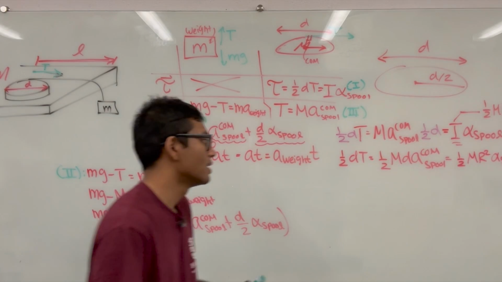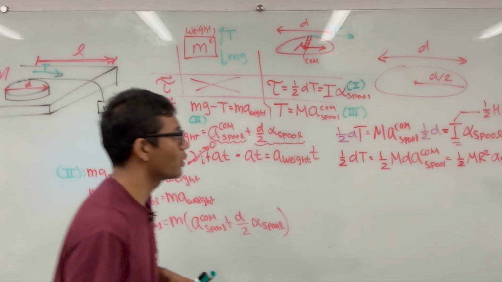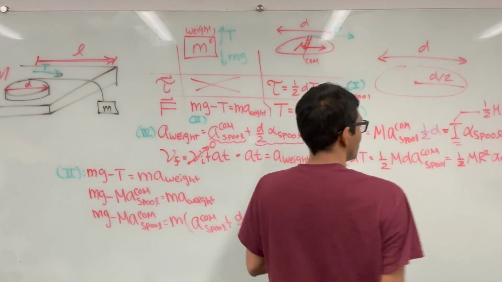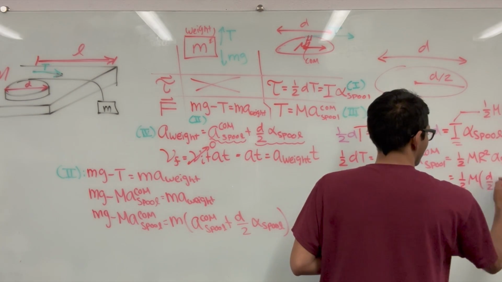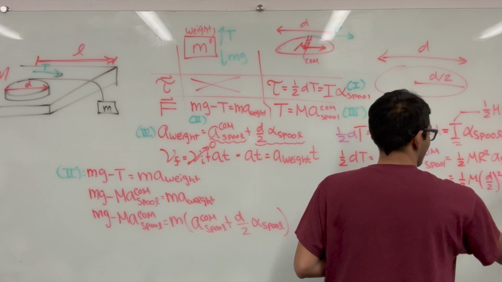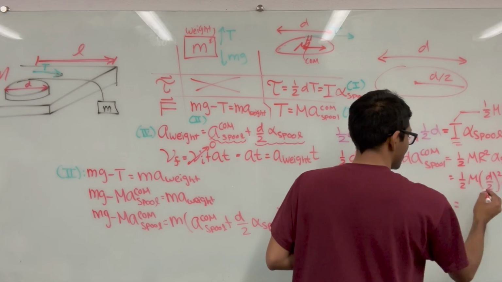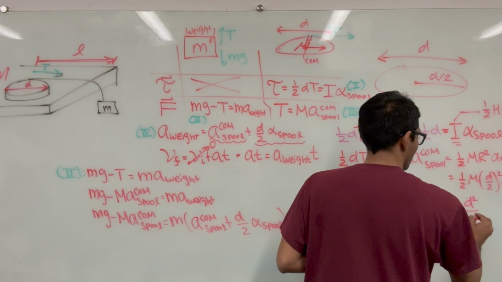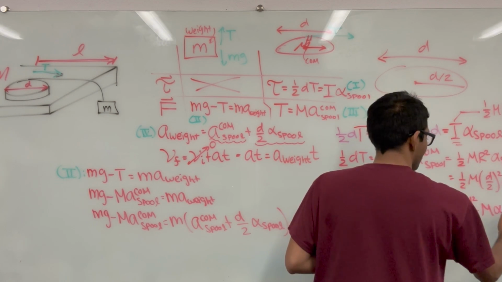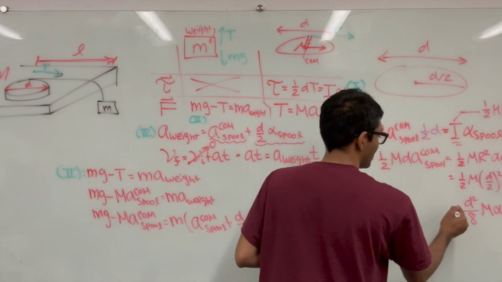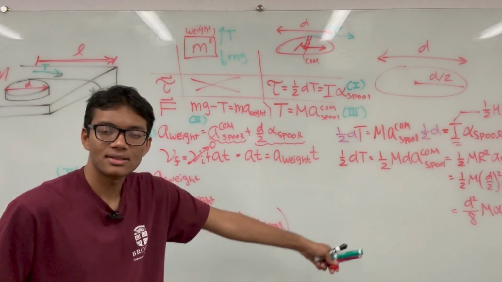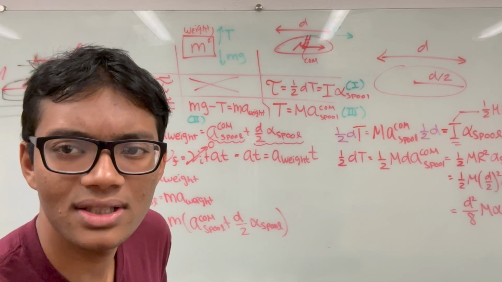Okay, great. So now let's take a look. What is r? R is simply d over 2. So I'm going to write 1/2 m times d over 2 squared times alpha of the spool. So this is going to be d squared over 8 m times the angular acceleration of the spool. And all of this is equal... hopefully you can still see this. Is it just on the edge of the screen?